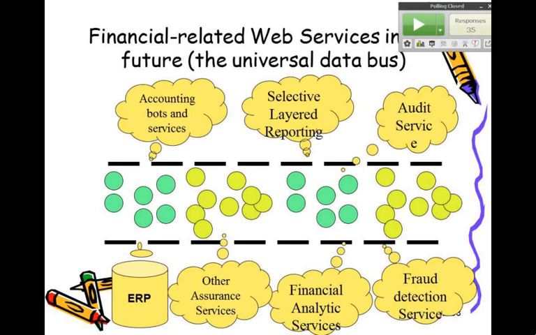Layered reporting. You can audit automatically. You can detect fraud. You can do all kinds of analytical services. You can do other kinds of audit services. And some of these don't exist yet. You can make money on it. And you actually can outsource your ERP. Now, what does this require? This requires that the sender and the receiver interoperate, that they speak the same language, and that's XML.